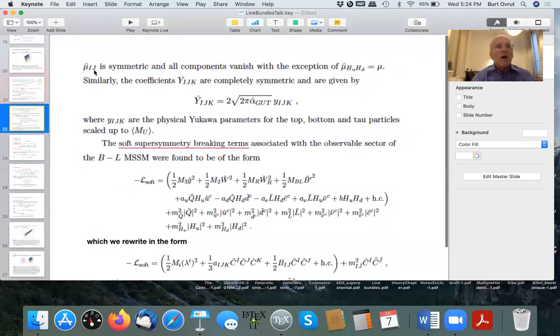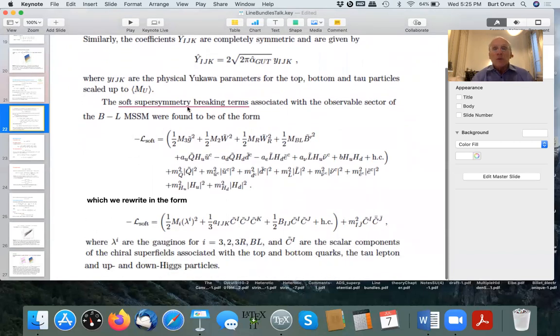Okay, so this muij is symmetric and all the terms vanish except for those having to do with the Higgs up and the Higgs down. I'm going to call that mu. This Yij hat coefficient is completely symmetric. It's proportional to the value of the Yukawa couplings raised up, with the renormalization group, to the unification scale. And then it has this constant in front, this alpha gut hat, which again changes as we move around in the magenta region.